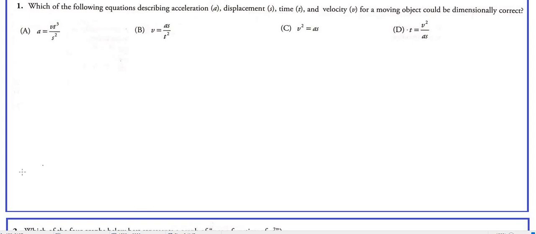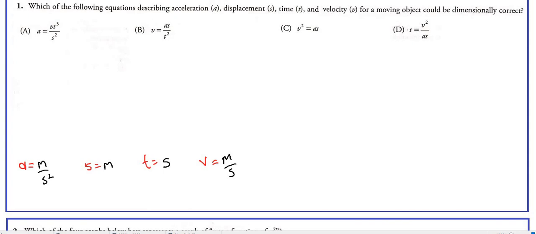So the unit of acceleration, as we know, is meter over second squared. And the unit of displacement, which is s, is meter. And the unit of time is the second, and the unit of velocity is meter over second. Now we're going to substitute these units into the equation to see whether this equation is true or not.